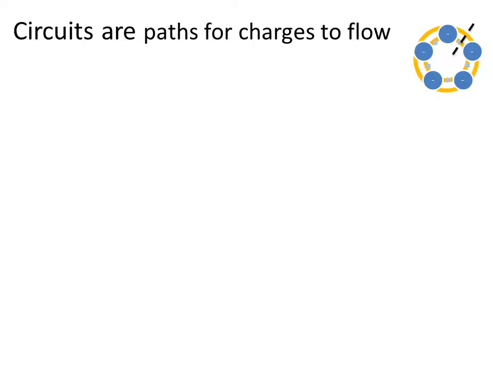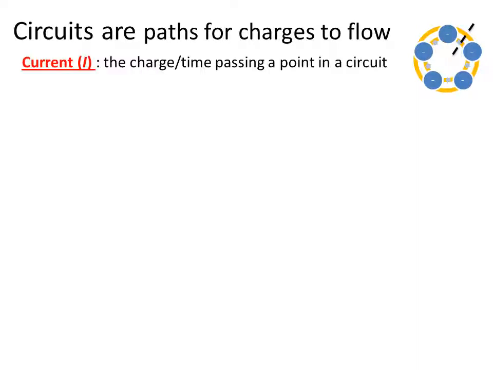This lecture begins our study of circuits. Circuits are paths for charges to flow. What do we mean by charge flowing? Well, we define a term called current. In equations, it's symbolized by the capital letter I. It is the charge per time passing a point in the circuit.